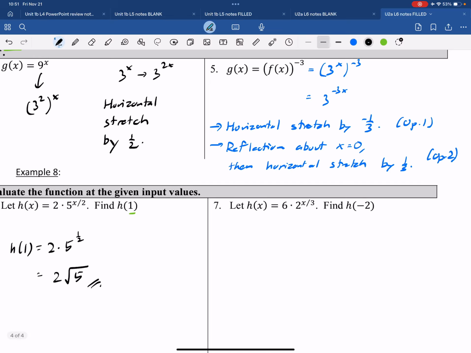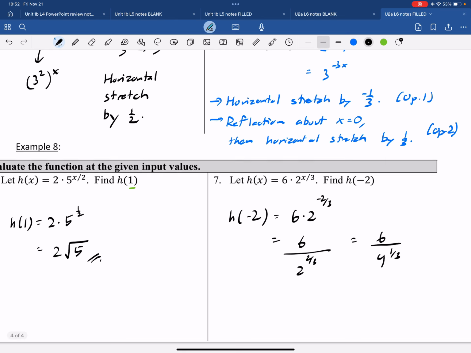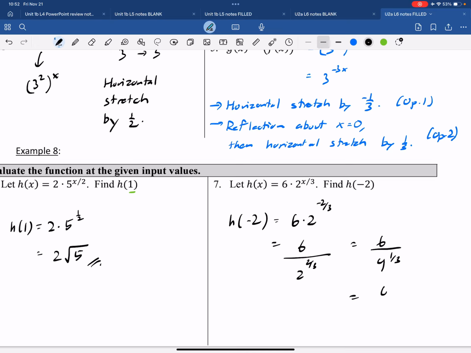And then here, we want h of negative 2. That's going to be 6 times 2 to the negative 2/3. Right, that's the same thing as 6 over 2 raised to the 2/3 power, which would be 6 over 4 to the 1/3 power. So I mean, we could write it like that. We could write it as the cube root of 4. There's another way we could write it, but I'll stop it there.